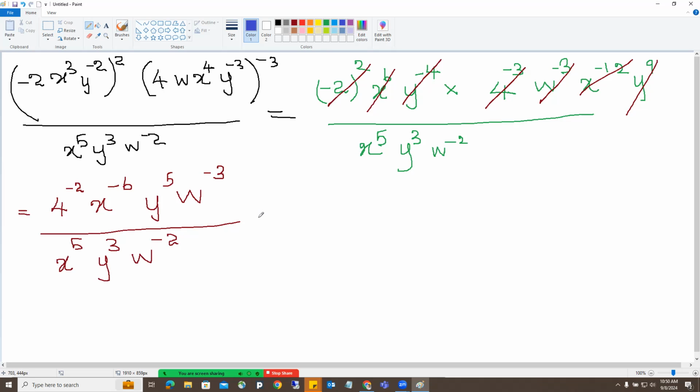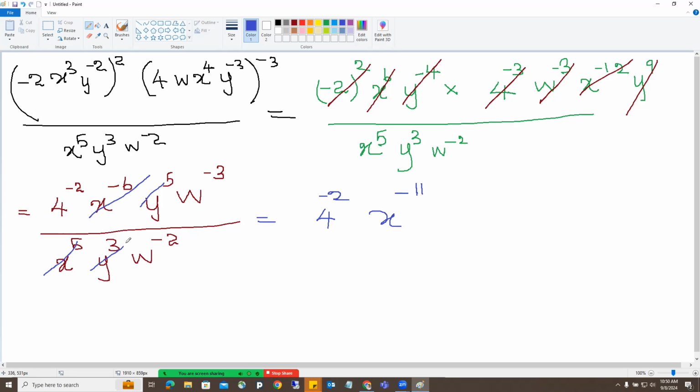Now that means, so here 4 to the power of minus 2. Now if I simplify it further, here we have x to the power of minus 6 and x to the power of 5, which means altogether we have x to the power of minus 11.